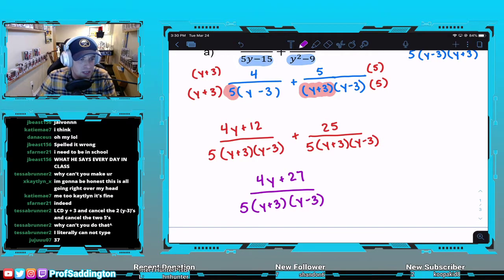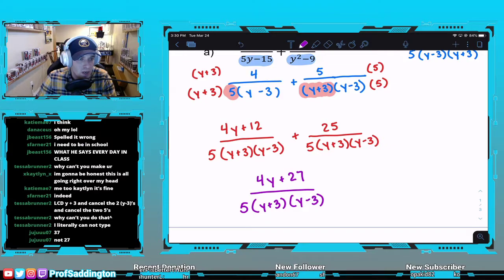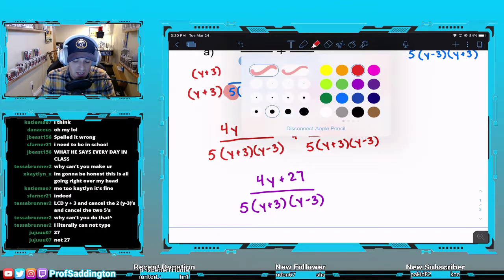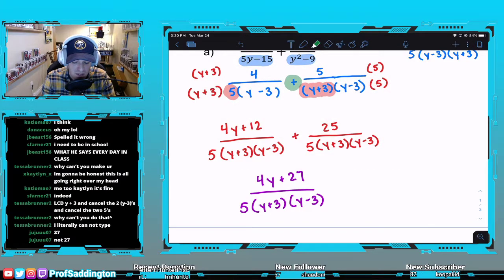Tessa, you said LCD is y plus 3 and canceled the 2 y minus 3s and canceled the 2 5s. Oh, this is addition, Tessa. If it was multiplication, what you're saying is completely correct. But because we have the addition sign in the middle, we have this little plus sign right here, we can't cross cancel like we were doing the other day.